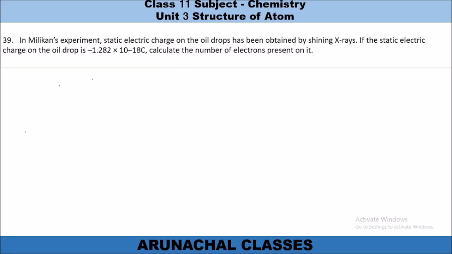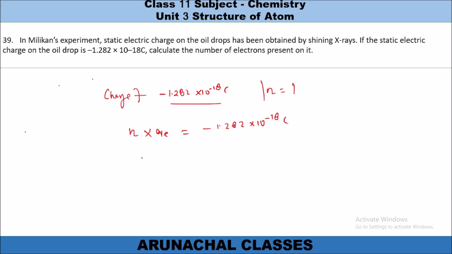Let's move to question number 39. In a Millikan experiment, static charge on the oil drop has been obtained by shining X-ray. The static charge given on the oil drop is minus 1.282 into 10 power minus 18 coulomb. We have to calculate the number of electrons. So the total charge is minus 1.282 into 10 power minus 18 coulomb. There are n number of electrons, and each electron has some charge. So we can get this n value now.